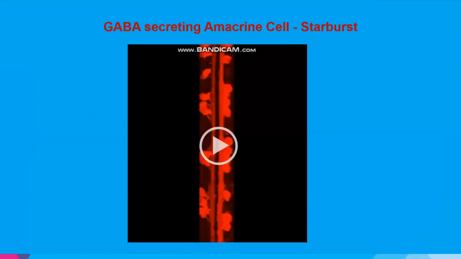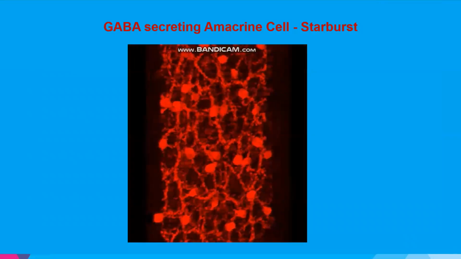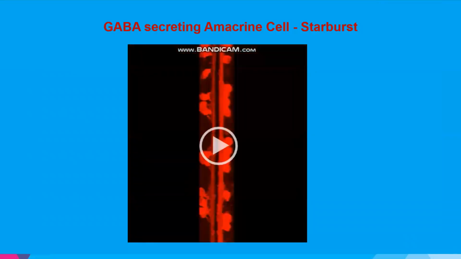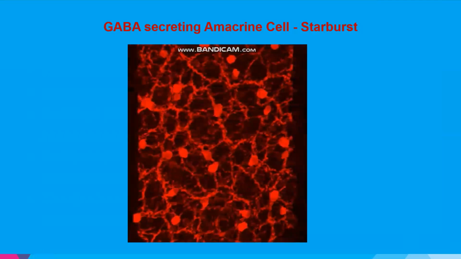Cool. This is a nice movie of, I believe, a turtle, if I'm correct. A turtle's starburst, and this is its IPL, only staining for starburst. So look at how perfectly aligned. This is its IPL in cross section. If we do this, look, it spins. You see the lattice, right? And then you spin here and you see it's like that. Do you see that? I mean, we'll do it again. I think that's unbelievable. And this is just the starburst cell.